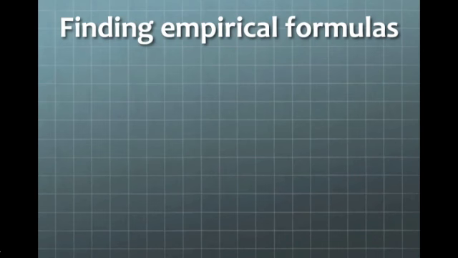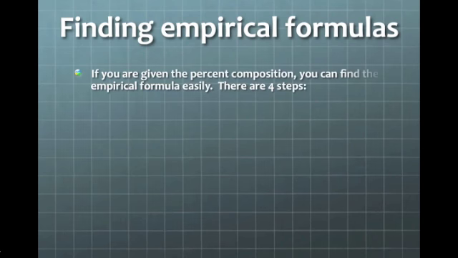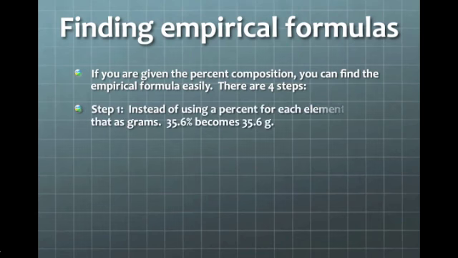To find the empirical formula after you've been given some information, there are 4 steps that we have to do to find the empirical formula correctly. Step 1, they're going to give us some percent. So for instance, I might say that there's 35.6% of something. What we're going to do, we're going to keep it nice and simple. That percent is going to become the number of grams. It just keeps it real easy. We don't have to do any conversion, nothing like that. So 35.6% becomes 35.6 grams.